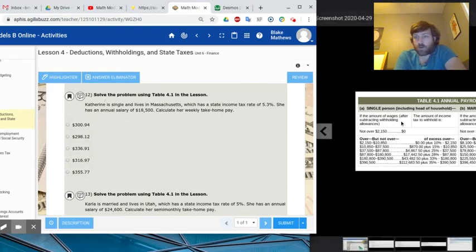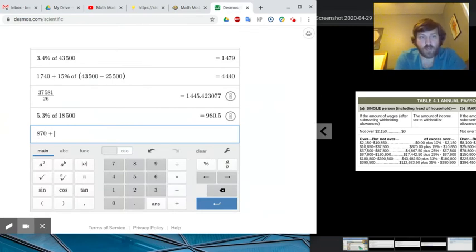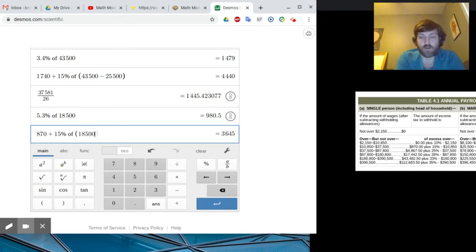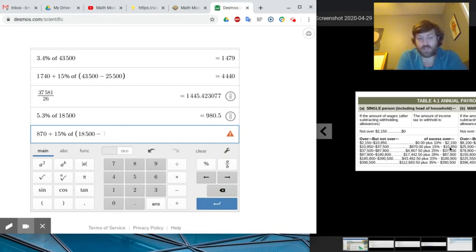She's single, so we're in the single part of the table. 18,500 is going to be in the second row. So it's 870. Type that in. Plus 15% of, and then we do 18,500 minus 10,850. So we took the number from the table, 870 plus 15% of 18,500, which is her salary, minus this number here. And then there's our answer right there.